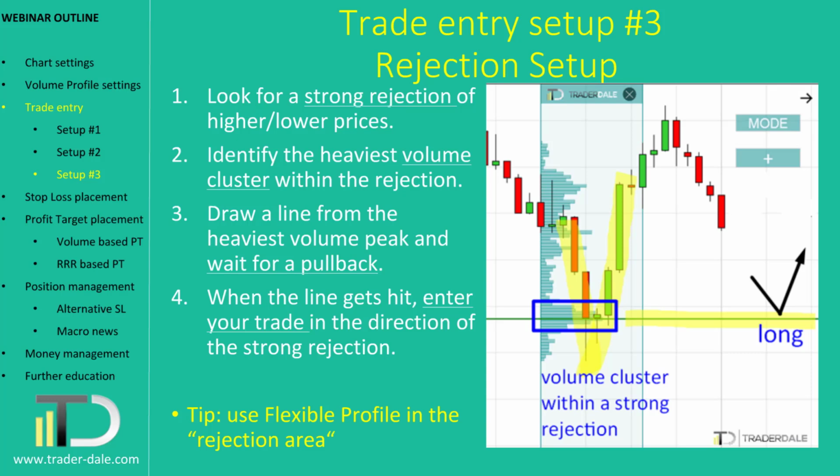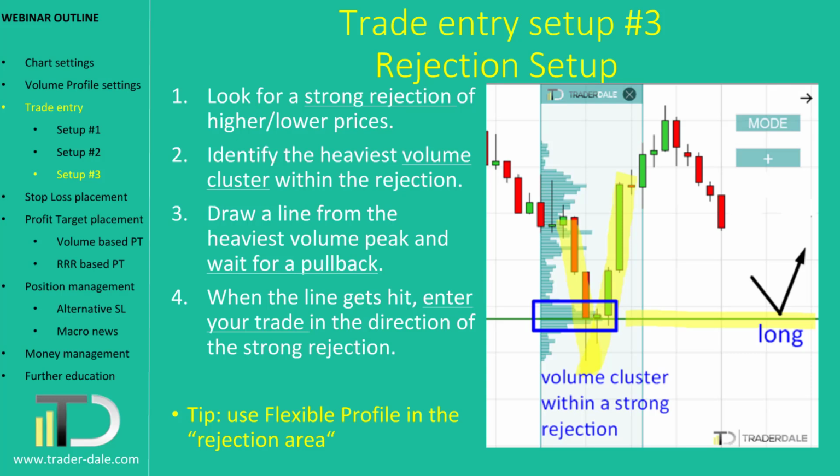Let's now move on to trade entry setup number 3. This setup is called the rejection setup. I call it the rejection setup because I use it when there is a strong rejection of either higher prices or lower prices. Now, a strong rejection is when the price goes, for example, aggressively downwards, then it turns and goes aggressively upwards. This is a strong rejection of lower prices, which you see, by the way, in the picture. A strong rejection of higher prices would be the price going aggressively upwards, then turning and going aggressively downwards.